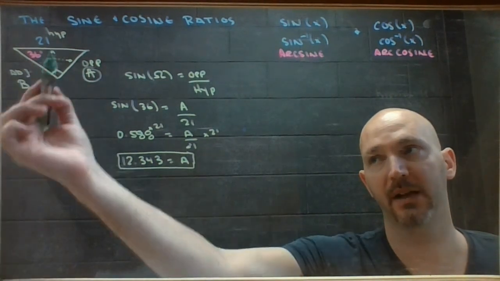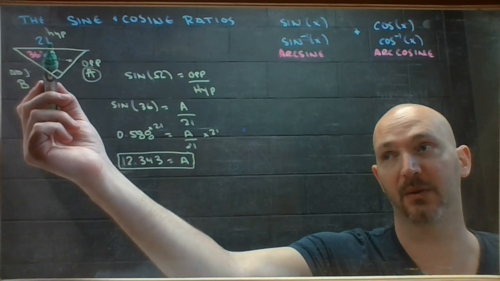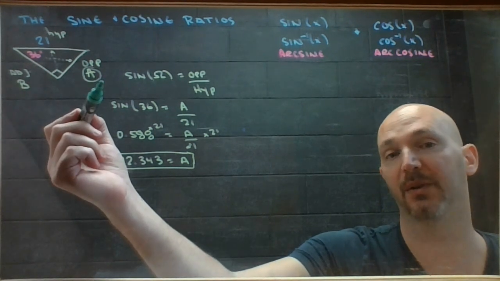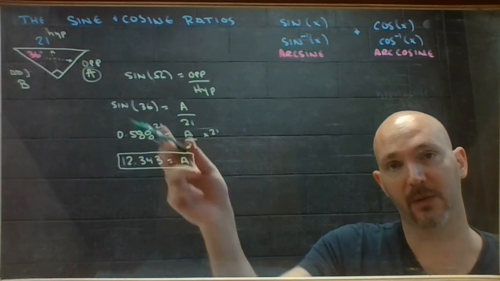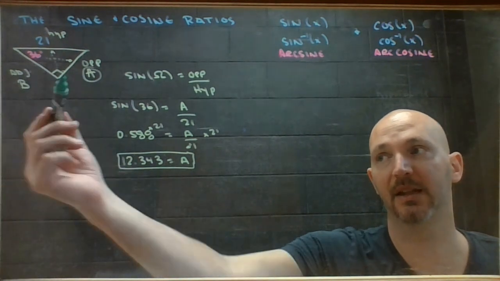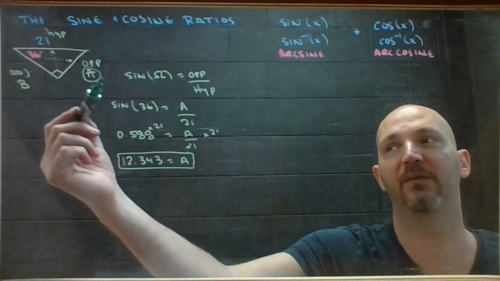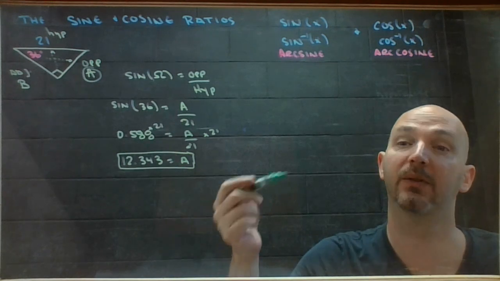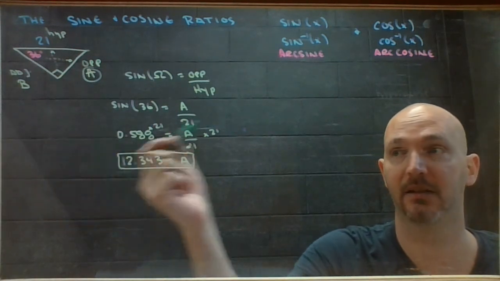So the only way for this angle to be 36 degrees and the hypotenuse to be 21 is if this side is 12.343. Now if I want to use the other one, I notice that I don't have the opposite over here, I have the adjacent. So instead of using the sine ratio, I'm going to use the cosine ratio, the one that goes with it, to find that other side.